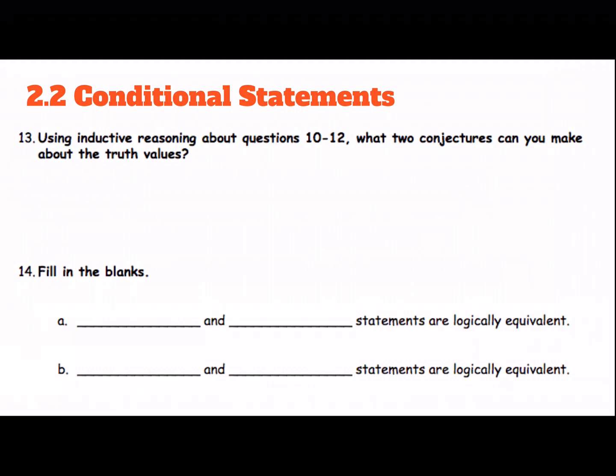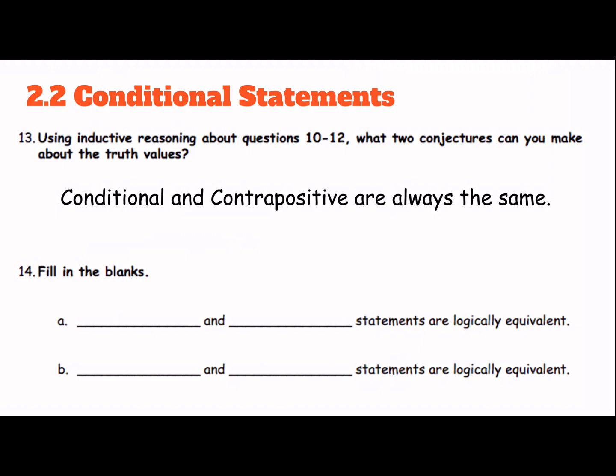All right, so almost done with this. Using inductive reasoning about question 10 through 12, what two conjectures can you make about truth values? Okay. So here we're going to bring back 2.1 and use inductive reasoning. So based on the patterns that you see, are there any two rules that you can make, two conjectures? Think about it, write it down, pause the video if you need to.